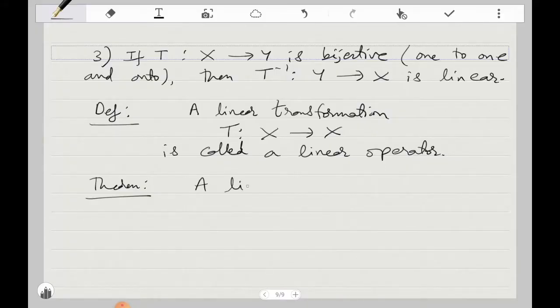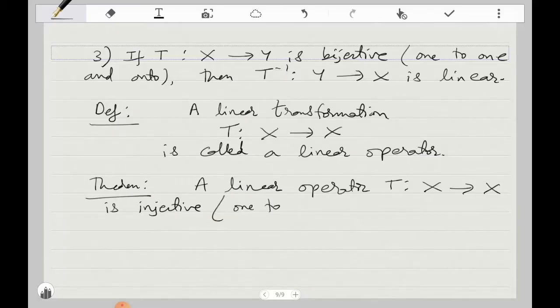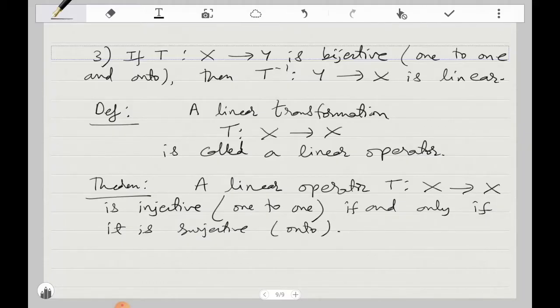The linear operator T from X to X is injective, where injective is synonymous with one to one, if and only if it is surjective, onto, if and only if it is surjective, onto.